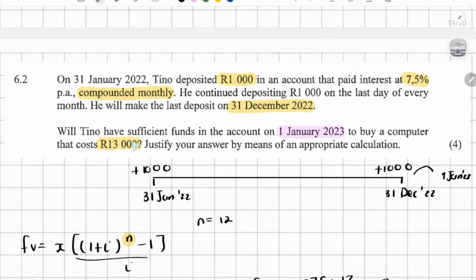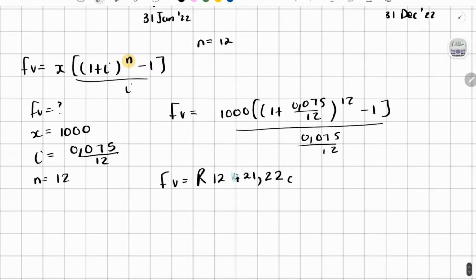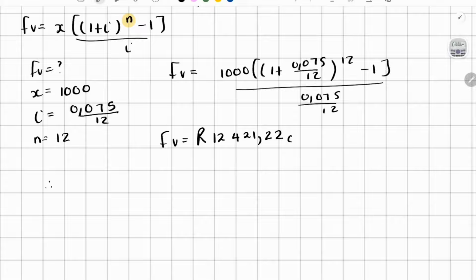He was supposed to save up 13,000, but he only saved up 12,421. So no, he will not have enough money. I'm just concluding he will not be able to buy the computer because he will be a specific amount short, and we can just find out how much short he is.